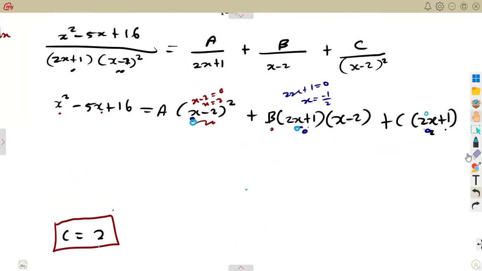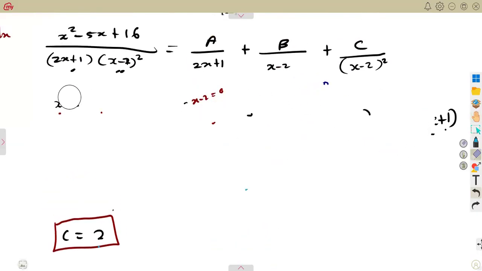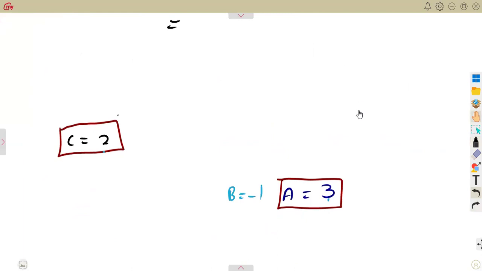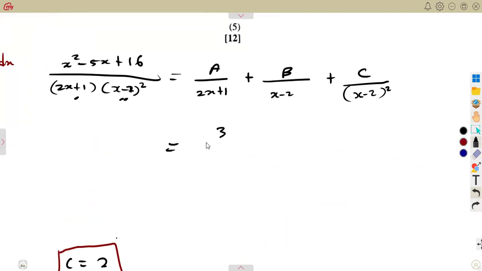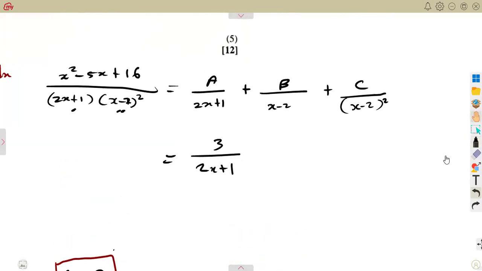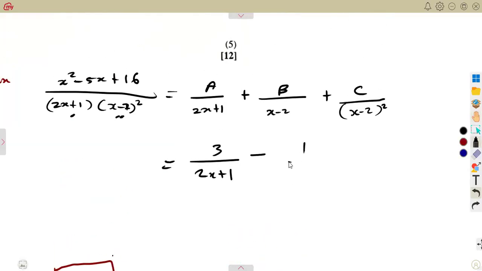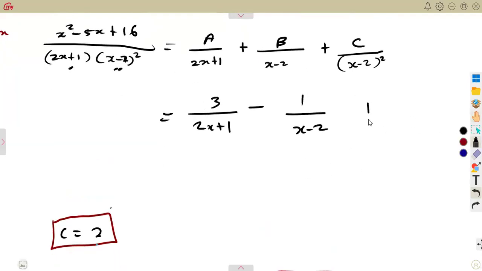So what we are simply going to do is to substitute. I'm just going to remove this so that we do not have a lot of things here. So this was going to be a. In place of a, now we can substitute our a that we got, which is 3. So this was going to be 3 over 2x plus 1, the b, which is minus 1, so that is minus 1 over x minus 2. Then the c, which is 2, so that's 2 over x minus 2 squared.